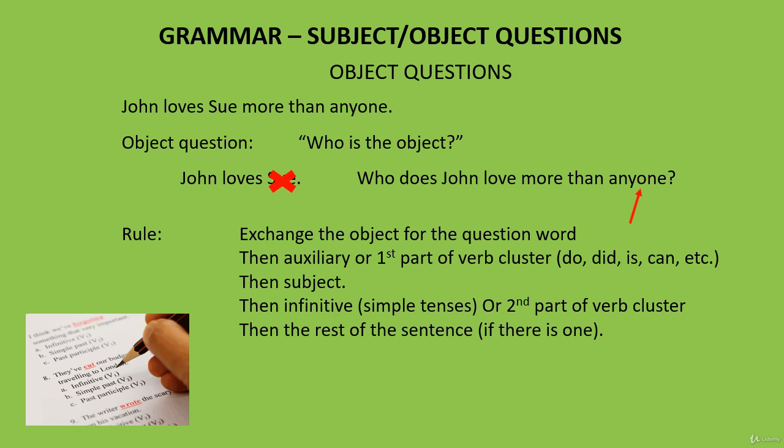When we ask an object question and the answer is a person, we can use whom. So that would be, whom does John love more than anyone? But that is formal English. We see it in writing, and some people use it, me for example.